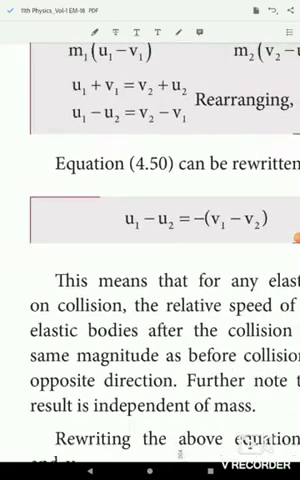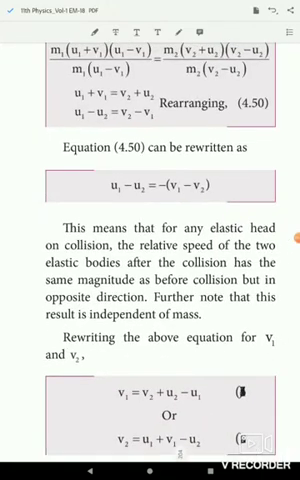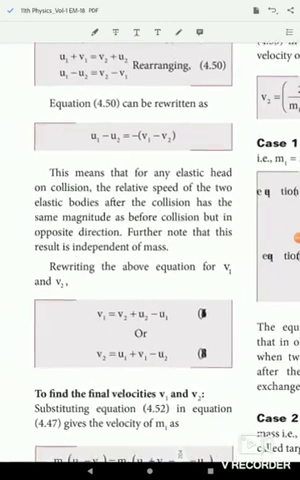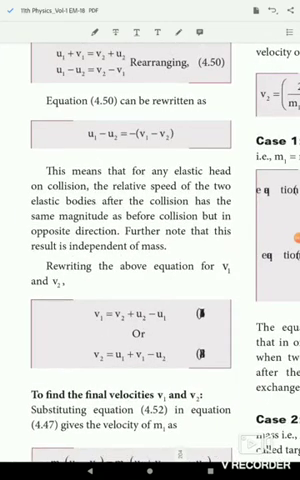So u1 minus u2 equals v2 minus v1. In an elastic head-on collision, the relative speed of the two elastic bodies after the collision has the same magnitude as before collision, but in the opposite direction. So the result is independent of mass.